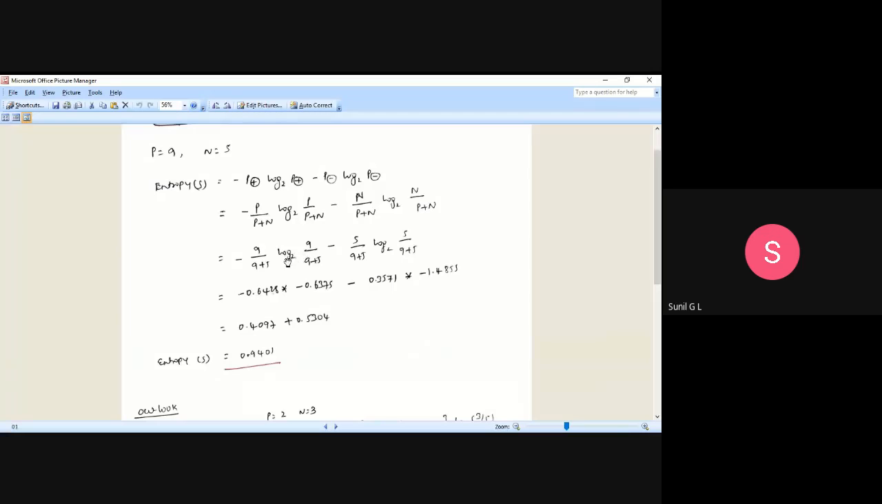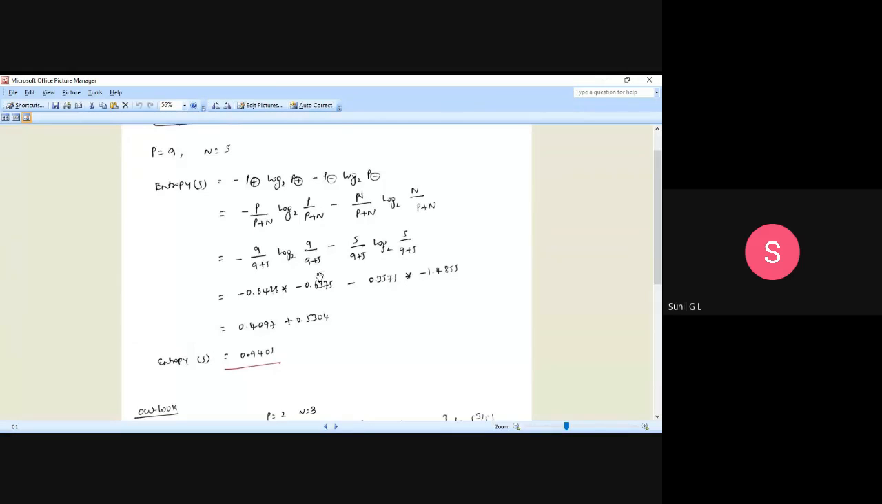So here first, our 9 divided by 14 value is how much? 9 divided by 14 is nothing but 0.6428, it will come. So how do you calculate log 2 of 0.6428? Log 2 means, in our calculator we don't have log base 2, so here it is log 0.64 divided by log 2.